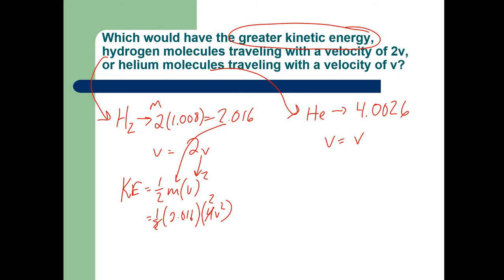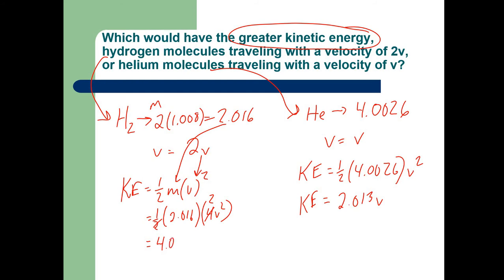Over here, I'm going to go kinetic energy equals 1/2 times 4.0026 times V squared, which is still V squared because V is equal to V. This will be about 2.013 V squared for the kinetic energy over here. And over here we get 4.032 V squared. That has more energy.